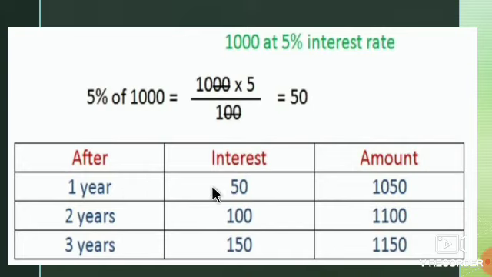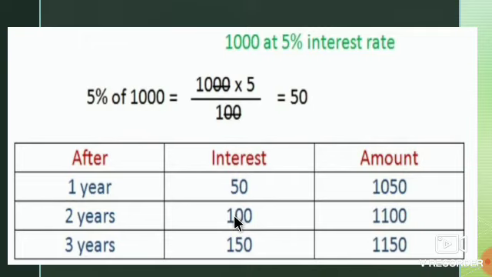So in 1 year, I should give back 50 rupees along with the loan amount. Loan amount is 1000 plus this interest 50. So I should return 1050 rupees to the bank after 1 year. If in 1 year I cannot return the 1000 rupees to the bank, and I try to give back after 2 years, then in 1 year the interest is 50 rupees.